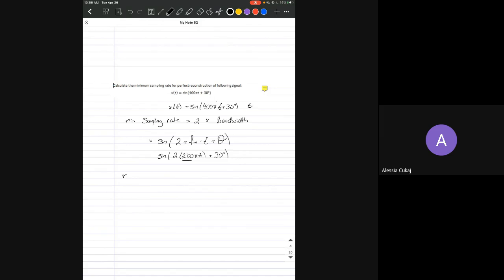So the minimum sampling rate is going to be 2 times 200 hertz, which gives us the minimum sampling rate that would give us perfect reconstruction. It's going to be 400 hertz. So yeah, not too bad of a problem.